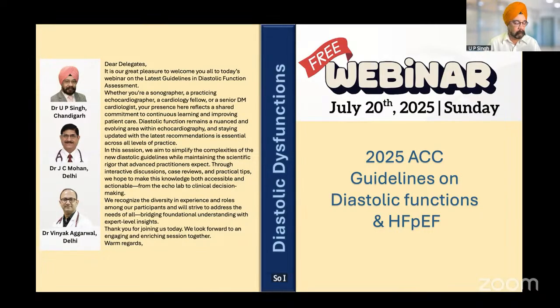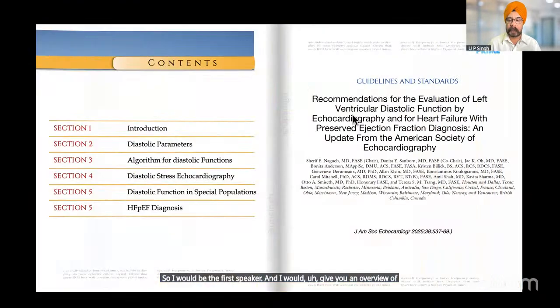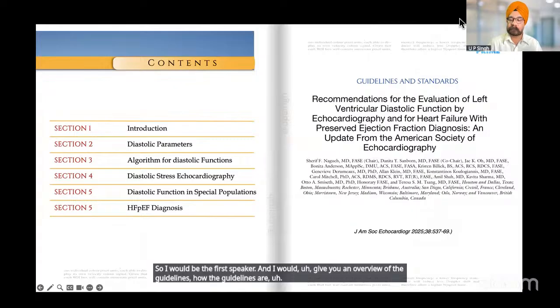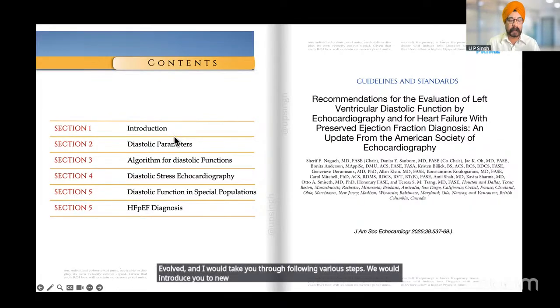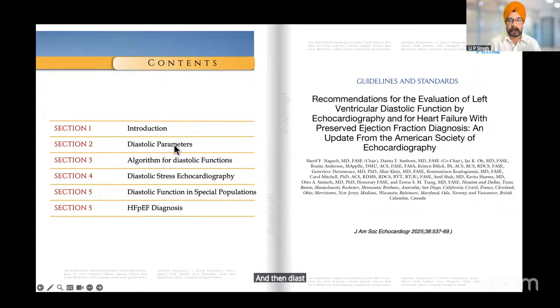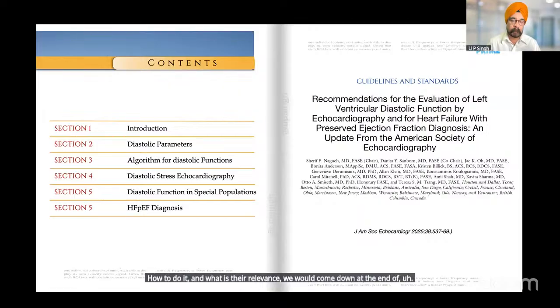So I would be the first speaker, and I would give you an overview of the guidelines, how the guidelines evolved, and I would take you through various steps. We would introduce you to the new guidelines, and then the diastolic parameters, one by one. I'll tell you how to do it and what is their relevance. At the end of the parameters we would come to the algorithm suggested by these guidelines, and we would discuss a case study and also a diastolic stress echo.